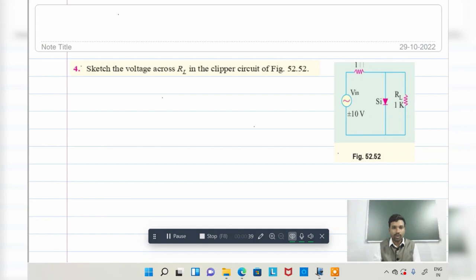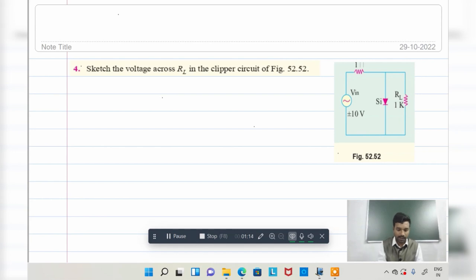Let's start our question: sketch the voltage across RL in the clipper circuit. You know clipper and clamper. A clipper is when, for example, an AC voltage is available and some portion is clipped. If you are giving an AC supply and you don't want the positive half cycle, you can clip it with the help of a clipper. So in this particular circuit, sketch the voltage across RL. This one is RL.